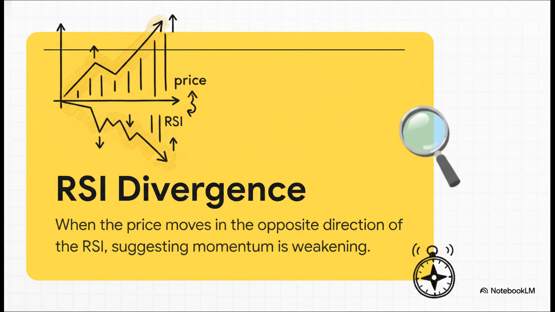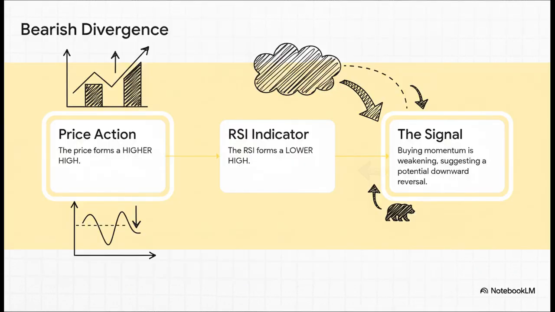The price might be making a new high, but the RSI isn't. This disagreement is a huge clue for traders that the momentum behind the trend is starting to run out of gas. Let's break down a classic example: bearish divergence.